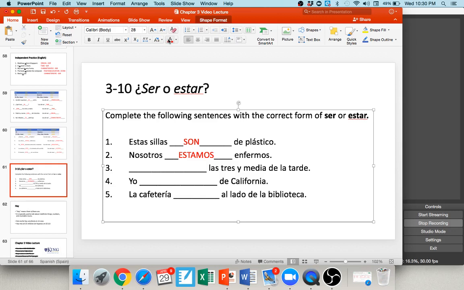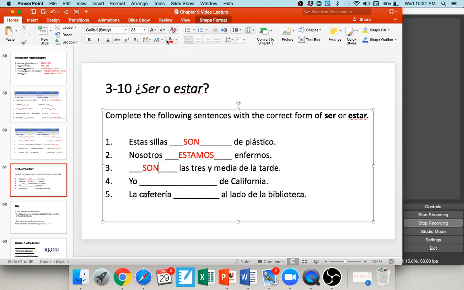Okay, now that you got a second to try these, number 3 tells us that blank las 3:30 de la tarde. It's 3:30 in the afternoon. So to say that it is 3:30, we're talking about a time. Time was the T of topic, and topic was the acronym that helped us remember when to use ser. So we're going to say that son las 3:30.